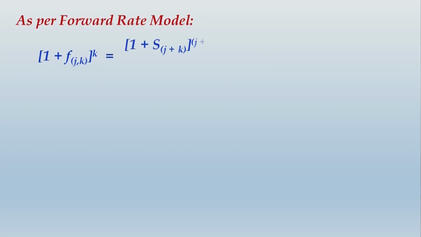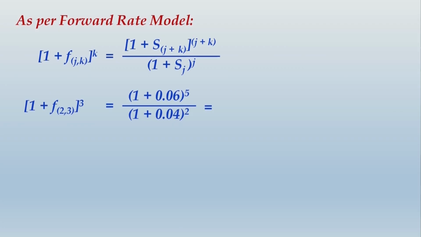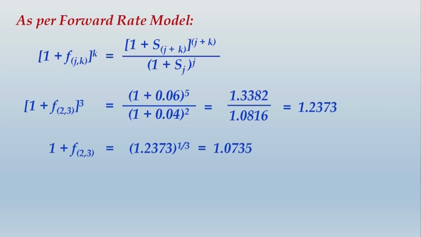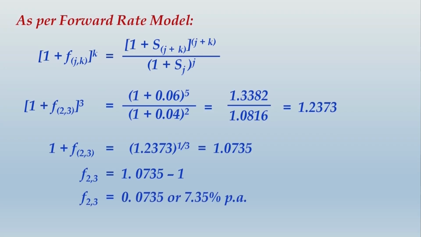Applying the forward rate model, this is the base equation, bigger factor divided by the smaller factor always. And when you do this calculation, you will be getting the factor for 3 years, that is 1 plus the forward rate raised to 3. So if you want to arrive at the annualized factor, you need to take the cube root of that obtained factor and then subtract 1 to arrive at the forward rate, that is F2, 3 should give you 7.35% per annum. So please write up these calculations and then I take you ahead.